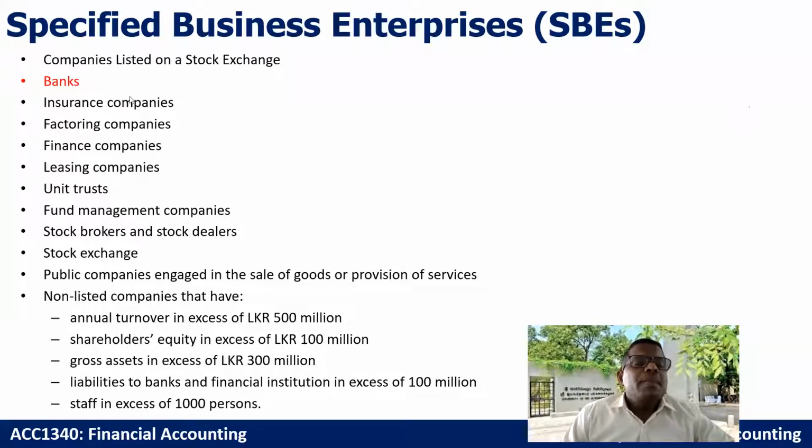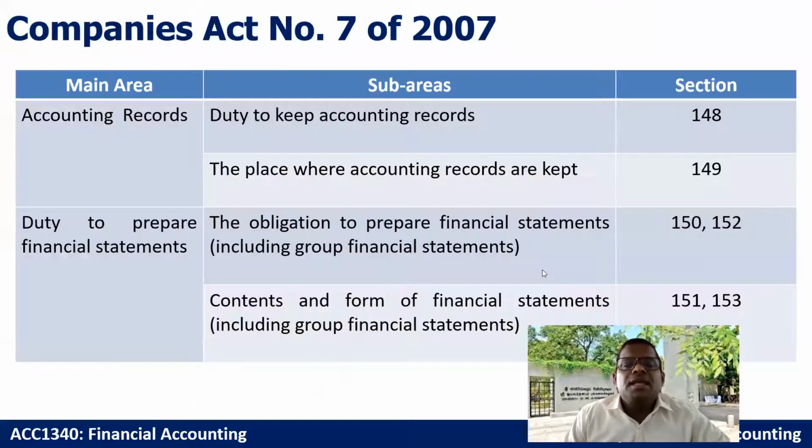Companies listed in the bank, insurance companies, factoring companies, finance and leasing, and non-listed companies with annual turnover in excess of LKR 500 million. Whatever the company, if turnover exceeds 500 million, they have to prepare the financial statements based on this, even though it's a sole proprietorship. That's the case. Non-listed companies, shares, even government companies. So I think this is very clear.